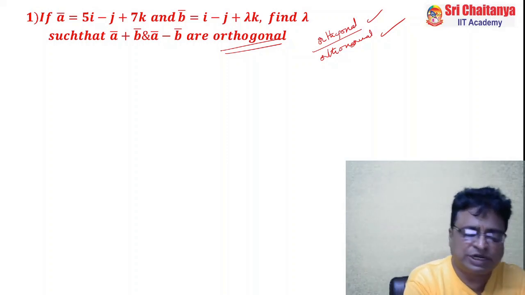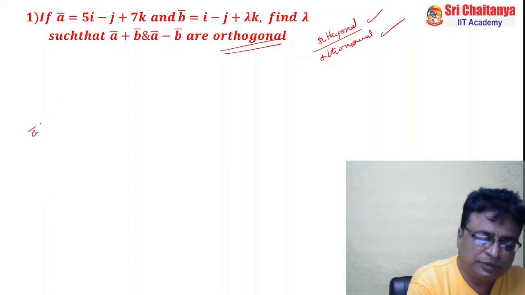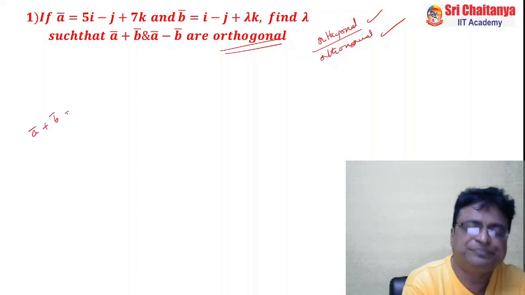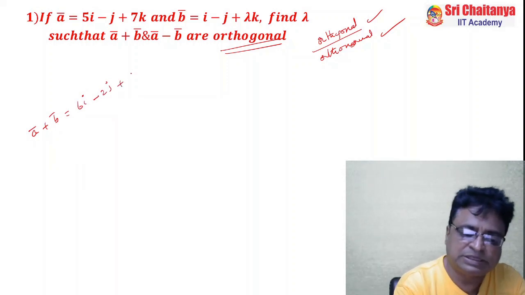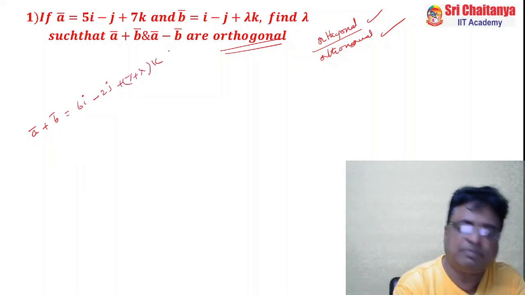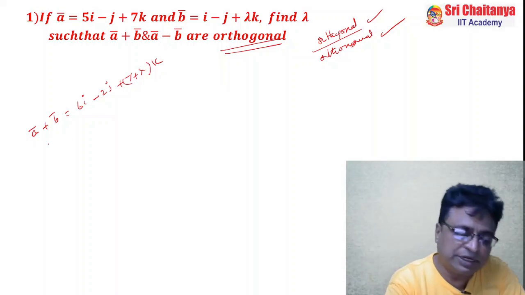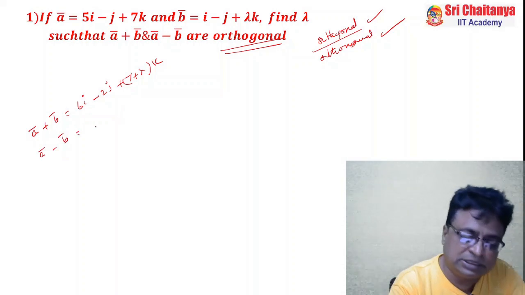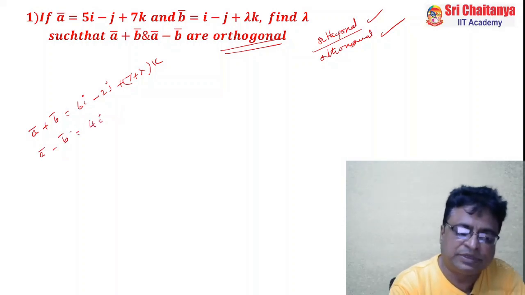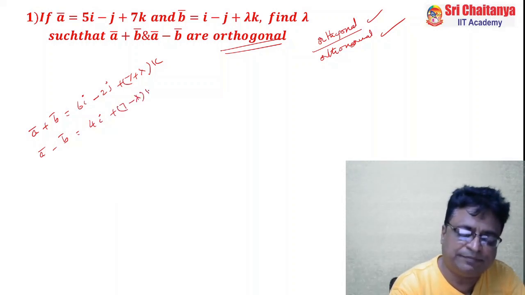So, what is A bar plus B bar? You find A bar plus B bar. A bar plus B bar is 6i minus 2j plus (7 plus lambda)k. This is my A bar plus B bar. And what is A bar minus B bar? That is subtraction. That is 4i, j gets cancelled, plus (7 minus lambda)k.